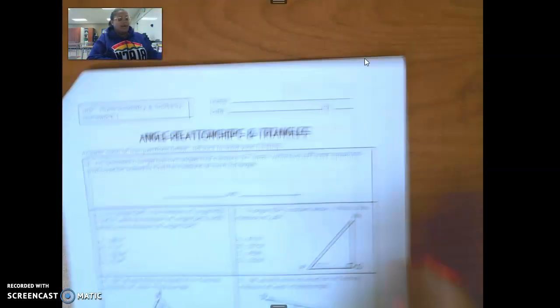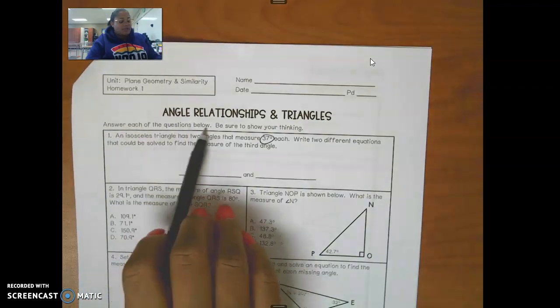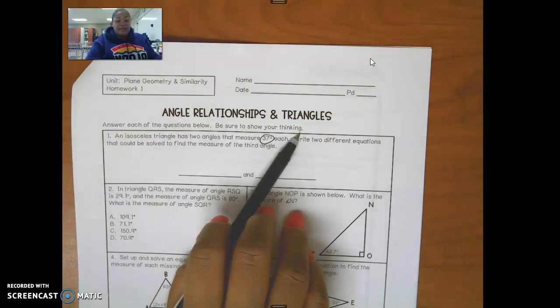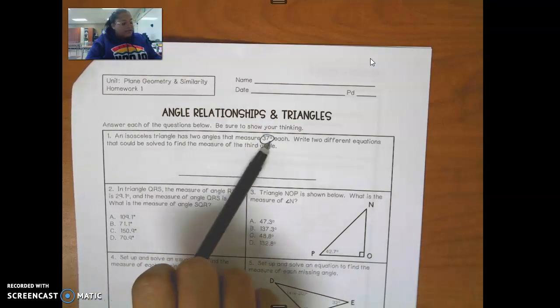Here I have two angles. I'm sorry. Answer each of the questions below. Be sure to show your thinking. That's showing your work. An isosceles triangle has two angles that measure 37 degrees each.